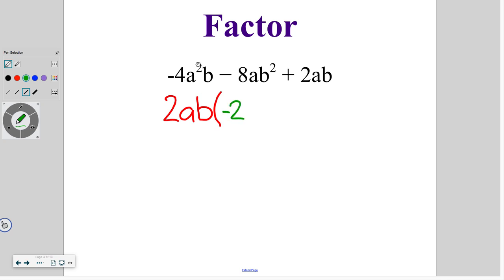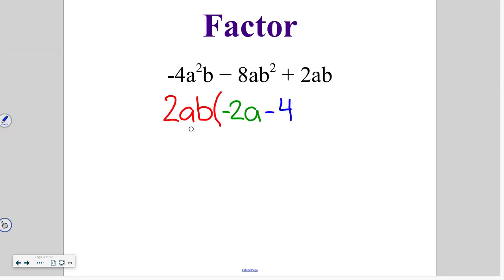I had 2 a's, I took one out, which means I have an a left. I had a b, I took it out, so I have no b's left in that first term. Moving to the second term, negative 8 divided by 2 gives me a negative 4. I had an a, I pulled out an a, so I don't have any a's left. I had 2 b's, I pulled out a single b, so I have 1b left.